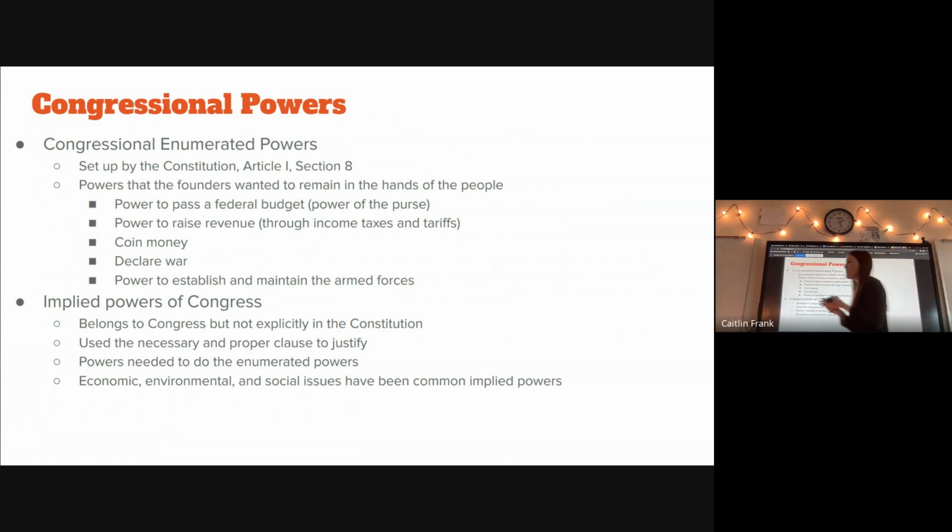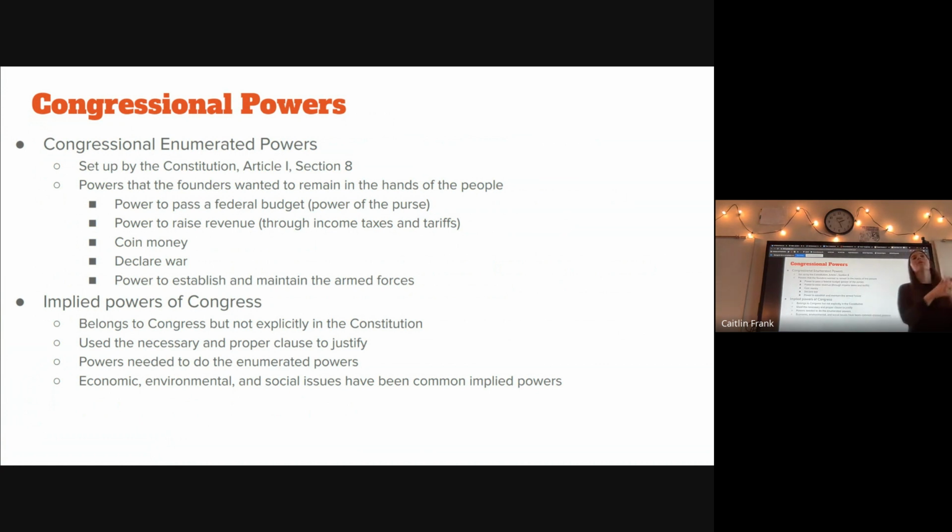So first, let's talk about the explicitly mentioned powers of Congress in the Constitution, which Congress is Article 1 of the Constitution, and the explicitly constitutionally mentioned powers are called the enumerated powers. So the enumerated powers of Congress are the powers given to Congress, tying them again to the people, knowing that this is the branch most tied to the people.